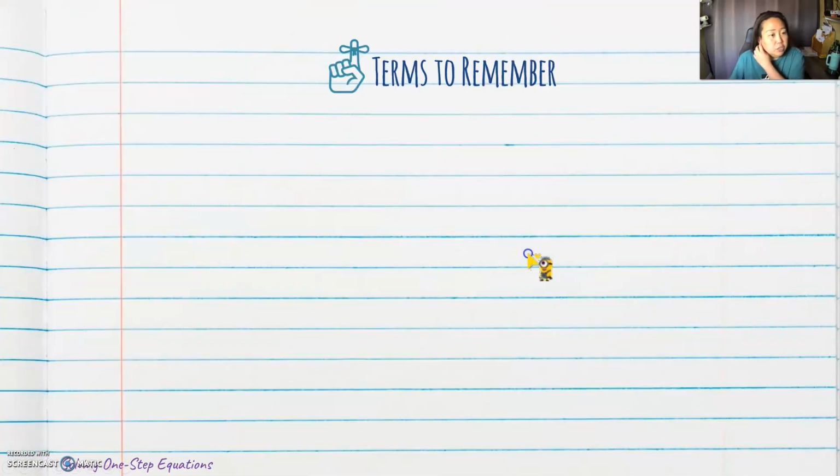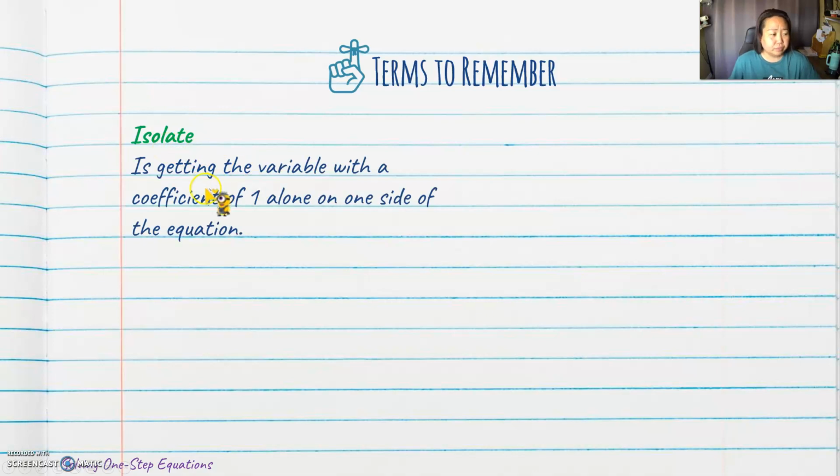Now here are some important terms that are usually used when we talk about solving equations. When we say isolate, it simply means that we need to have the variable by itself, alone on one side of the equation. We don't care if it is on the left side or on the right side of the equation. What matters is the variable has a coefficient of 1 and it is by itself. Okay?